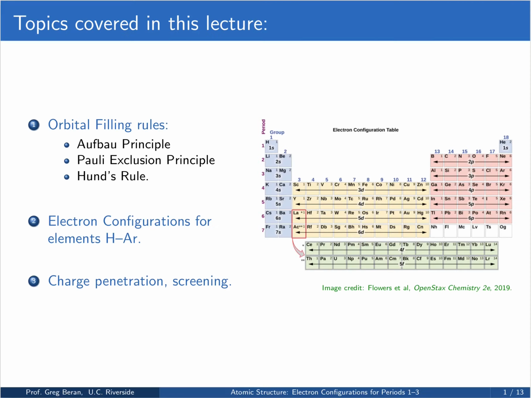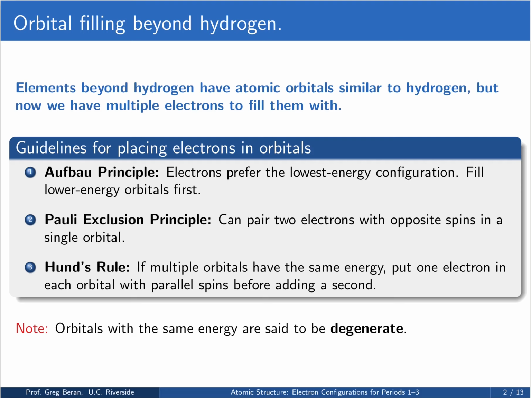Specifically, we'll talk about the orbital filling rules, including the Aufbau principle, the Pauli exclusion principle, and Hund's rule. And then with these, we'll look at the actual electron configurations for all the elements between hydrogen and argon. We'll also talk about how the trends we find in the electron configurations can be rationalized in terms of charge penetration and screening effects.